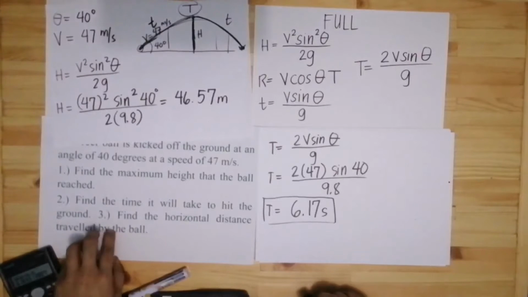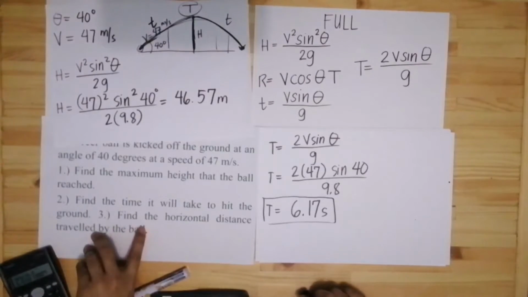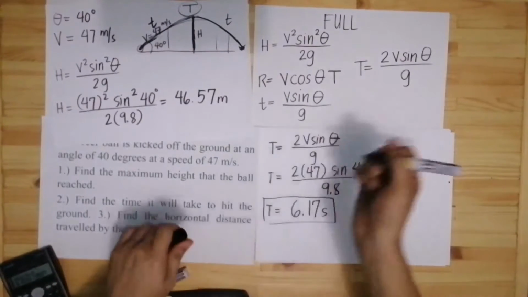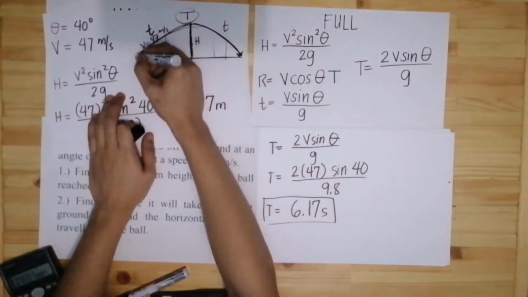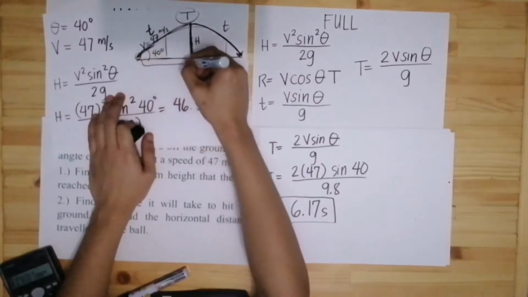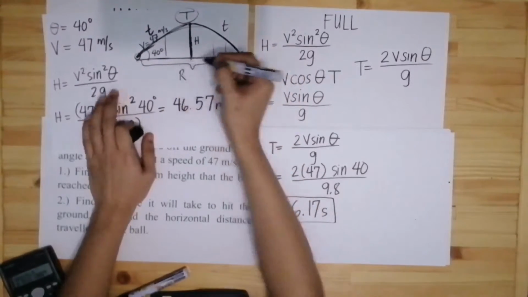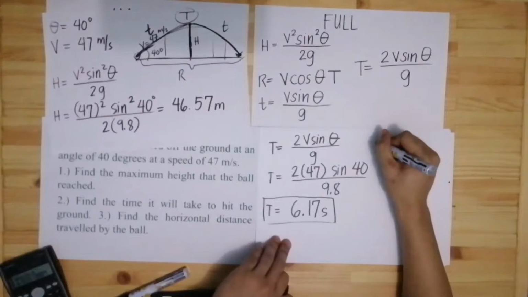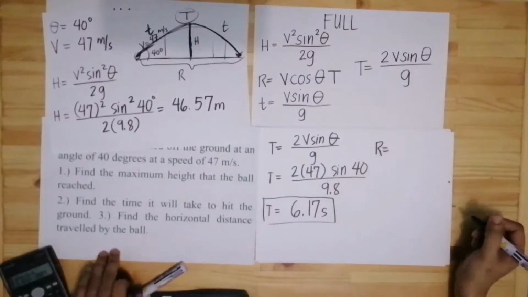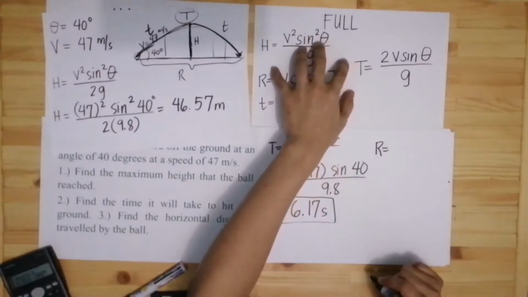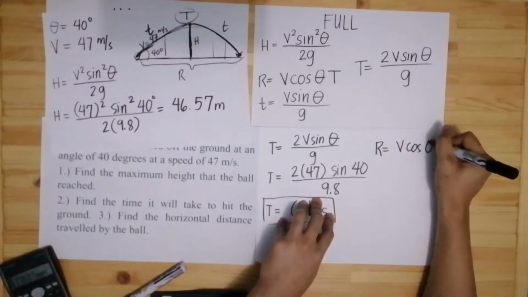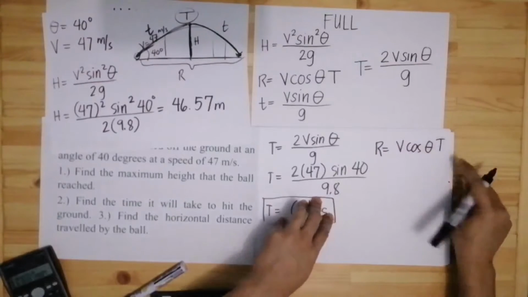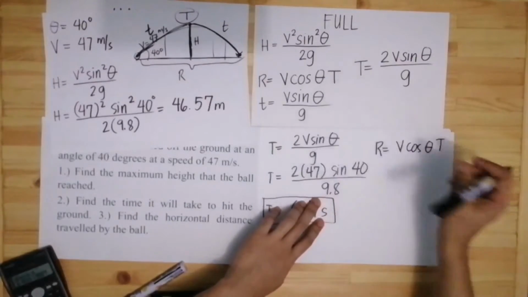Let's have number 3. Find the horizontal distance. When we say horizontal distance, ito yung distance daw. Distance na to. Gaano kalayo yan? From this point to this point. So that is the range. So hanapin natin yung range. Range natin for the full, ito yung gagawin yung formula. That is equal to V cosine theta times the total time. Capital letter T, not the small t.